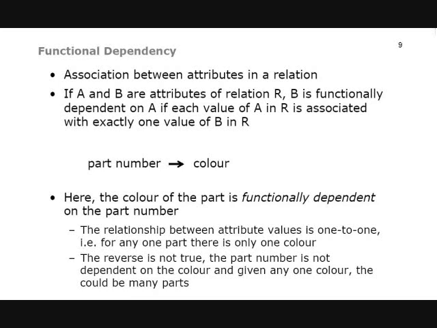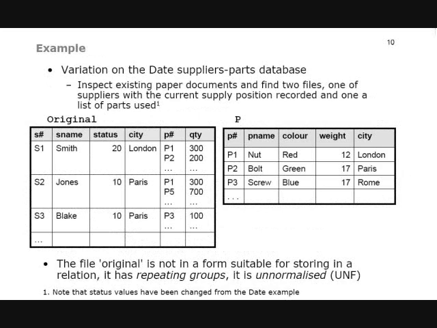So the color of the part is functionally dependent on the part number, and the relationship in that case is 1-to-1. For a part number, I have one color. But the opposite is not necessarily true. For a color, I might have more than one part number, because the functional relationship goes in the way in which it is specified. So let's see now an example of this.